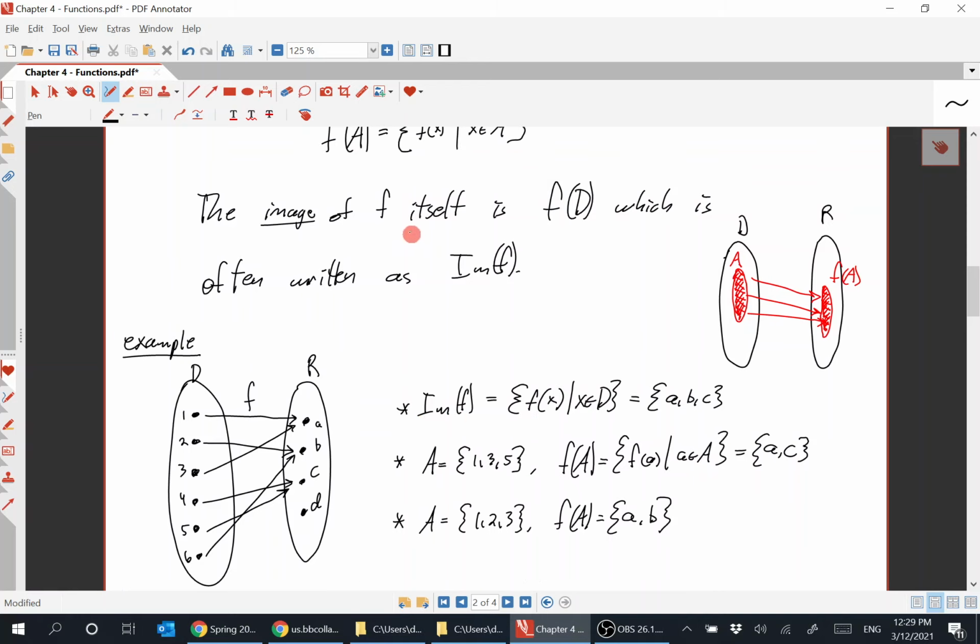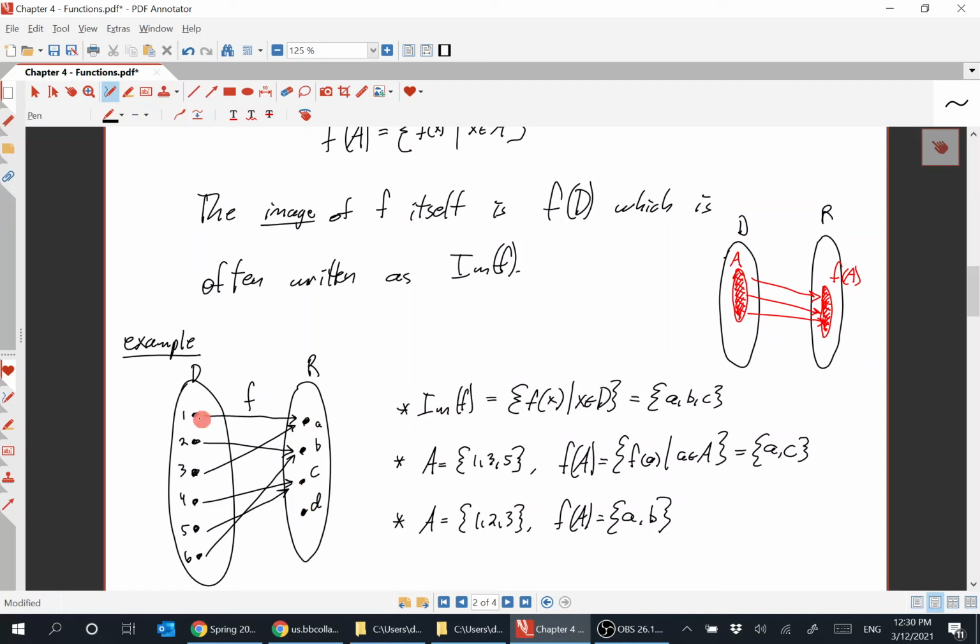Then the image of f itself, the image of the function itself, is f of the entire domain, which is often written as Im f. So, for example, here's a function. The image of f is the set of all f of x such that x is in D, and you'll notice that it's A, B, and C. Little d doesn't get used.